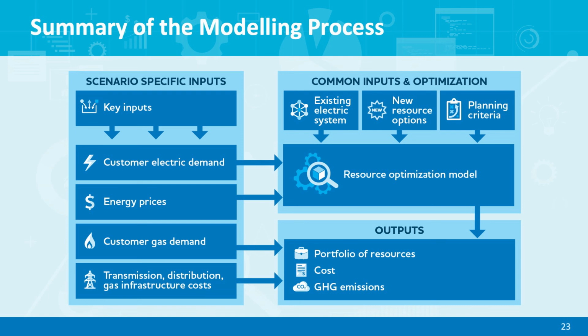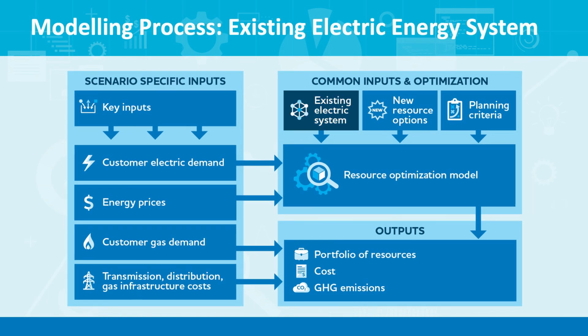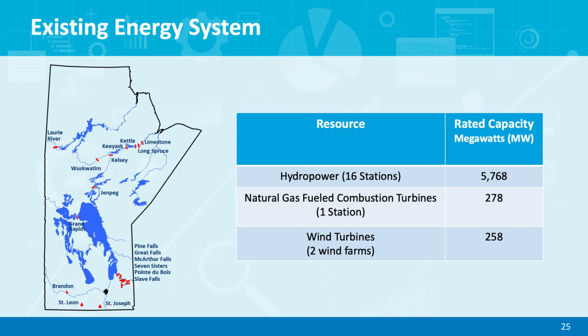Overall, this process results in outputs for each scenario, including a portfolio of potential resource options, costs, and resulting greenhouse gas emissions. We'll now walk through each part of this modeling process to explain the components. This section will provide an overview of Manitoba Hydro's existing electrical system, which is a key component of the overall planning process. Here's a quick snapshot of Manitoba Hydro's existing generating system.